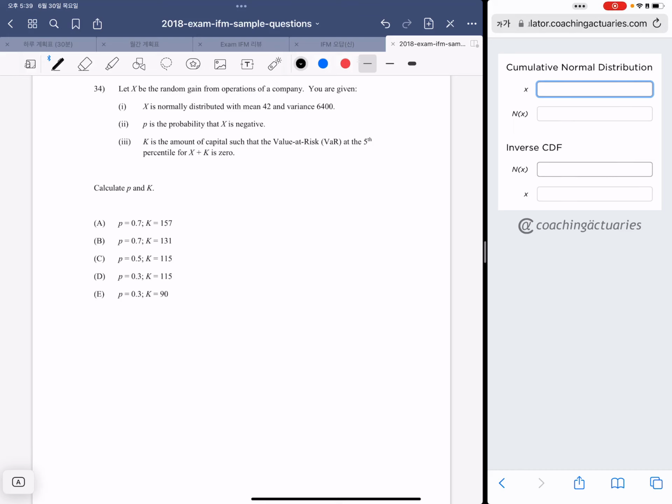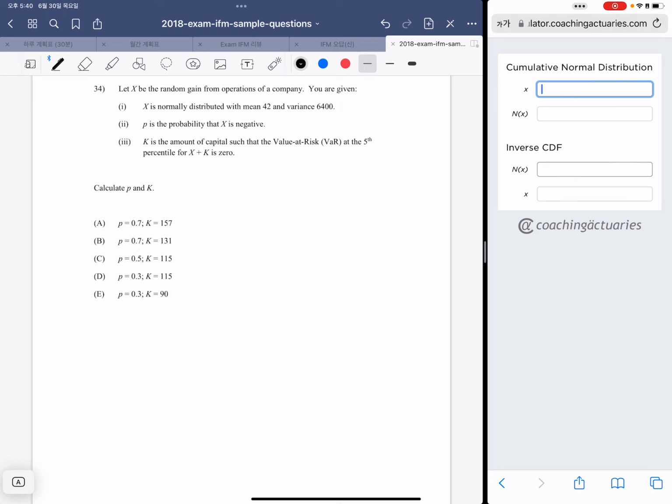34. Let X be the random gain from operations of a company. We're given X is normally distributed with mean of 42 and variance of 6,400. P is the probability that X is negative. K is the amount of capital such that the value at risk at the fifth percentile for X plus K is 0. Calculate P and K.